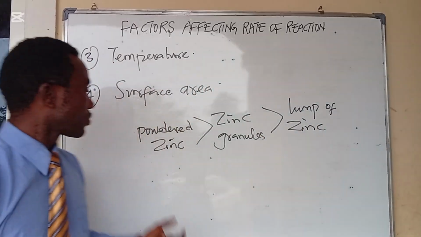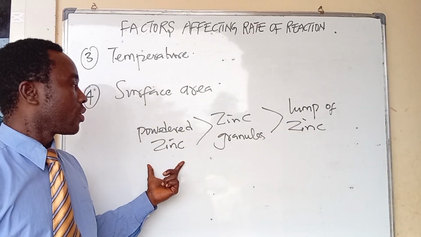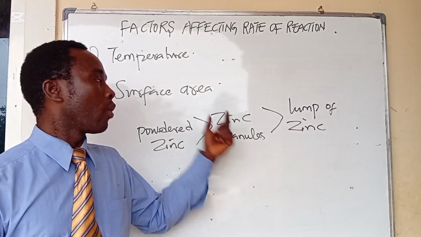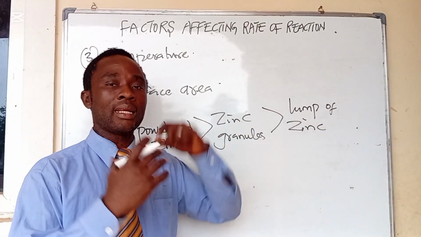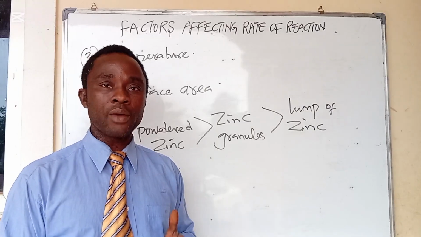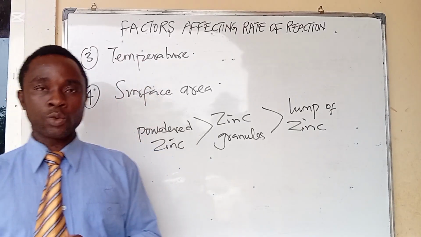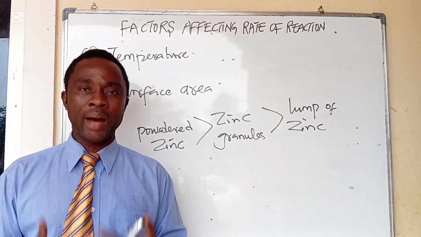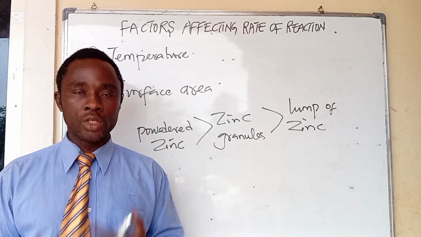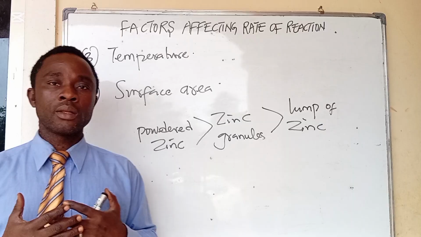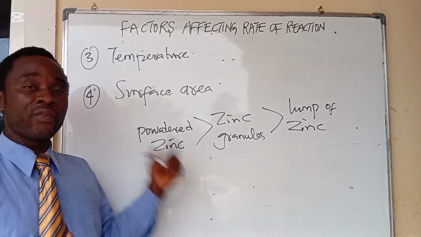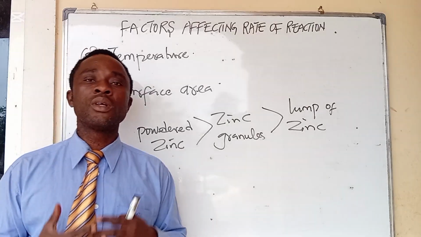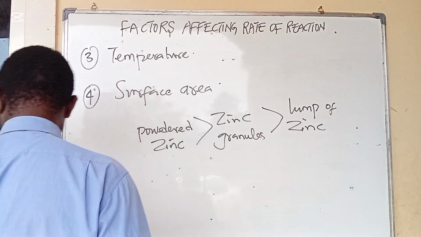The same thing. Powdered iron will react faster than granules, that is iron filings, and iron filings will react faster than a lump of iron. That is to say that when we increase the surface area of the reacting particles to be in powder form, it will allow more collisions to happen. So the more the surface area, the greater the number of collisions, and also the speedier the rate of reaction.